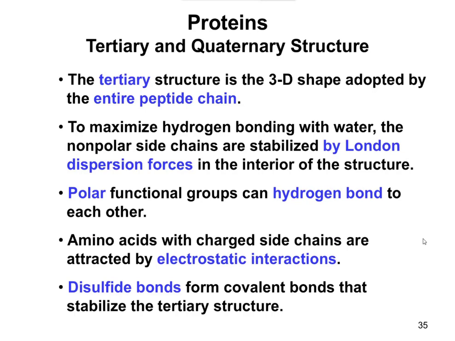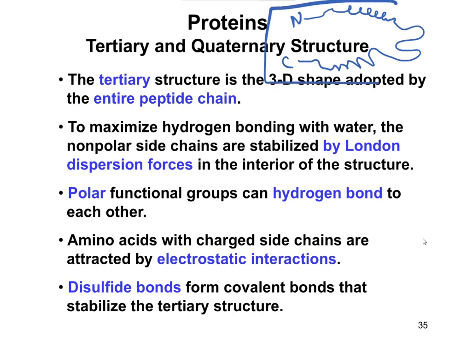Okay, so the tertiary and quaternary structure of a protein. So if you think back to what I drew on the previous slide, and there's no way I'm going to be able to recreate that here, but if you had an N-terminus, and then you had an alpha helix, and you had some other stuff, and then you had a beta sheet, and then you have a C-terminus. What we mean by the tertiary structure is the structure of that whole thing. So the tertiary structure is going to be the three-dimensional shape that is taken on by the entire polypeptide.